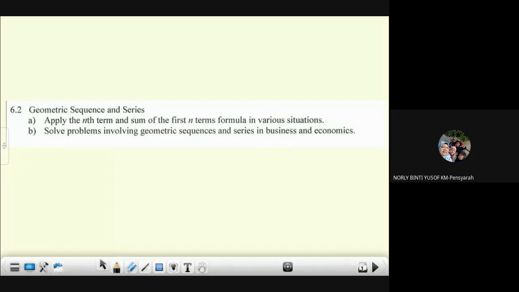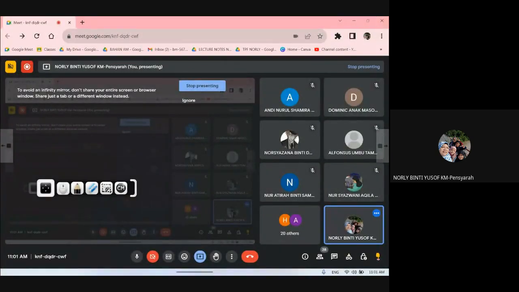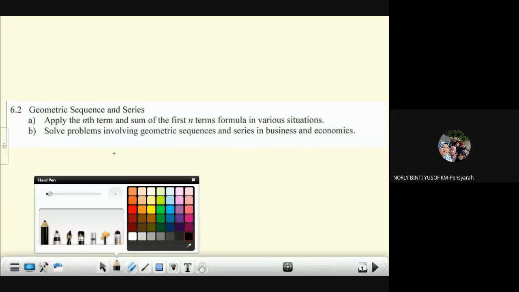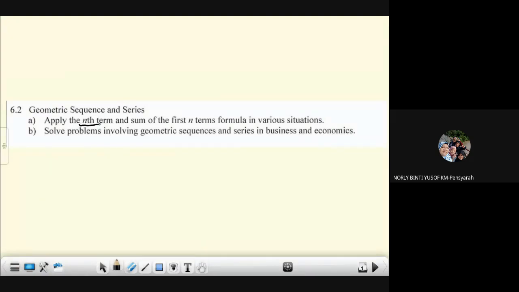Okay, kita tengok dulu learning outcome while waiting for your friend to masuk nak dekat Gmeet. Okay, learning outcome for 6.2 sama. Ada dua je like arithmetic sequence. So first is to apply the n terms. Maksudnya you tak perlu tahu derive the formula tapi tahu to apply the formula for n terms. N terms adalah Tn dan juga sum of first n term Sn.